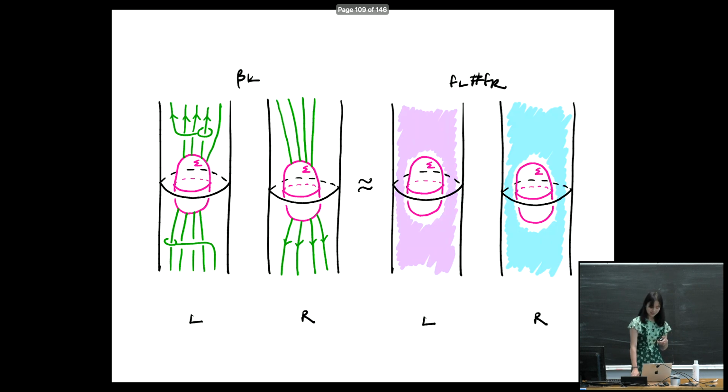Okay, so now this is where we are in the proof. So we have our barbell on the left and our FL-FR business on the right, and we have that they're isotopic. So to get a contradiction, now we just want to show that they're not isotopic. And how do we do that?